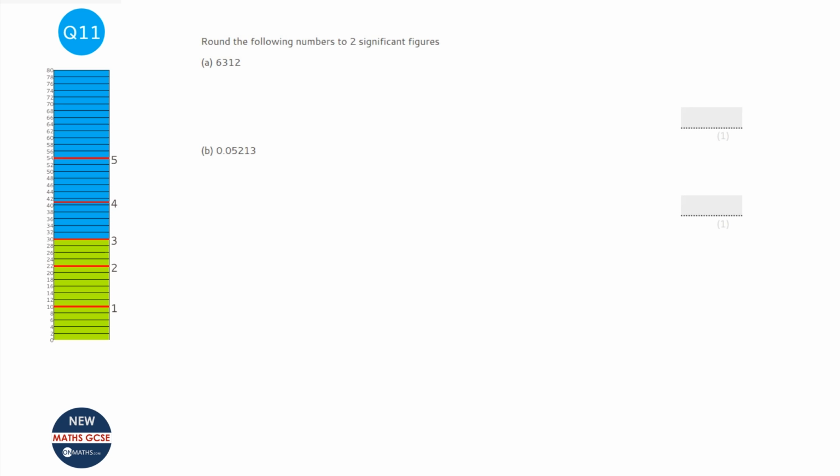When you're rounding numbers to significant figures, first of all write out the number. And with significant figures you want to draw a line after the second number. So the 6 is the first number, the 3 is the second number. Now, unlike decimal places, you're not looking at counting from the decimal point. You're counting from the start of the number, and we'll have a look at an exception to that on question B. Then we look at this number.